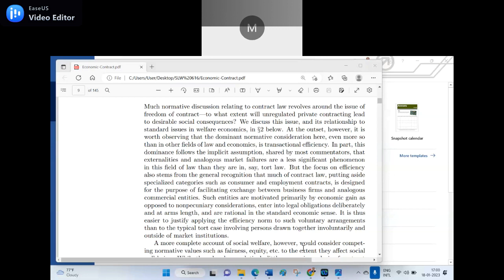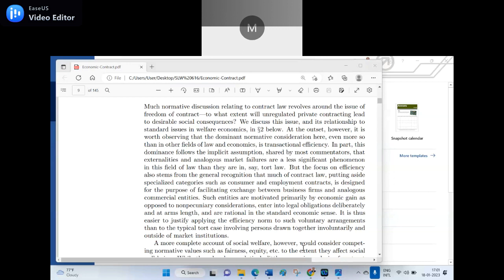It is thus easier to justify applying the efficiency norm to such a voluntary arrangement than to that typical tort case involving persons drawn together involuntarily and outside the market institutions. In certain places, negligence comes into the picture. At that instance, the negligence caused the suffering, and they will calculate how much damage has happened. So this damage should be compensated when they are calculating the damages.